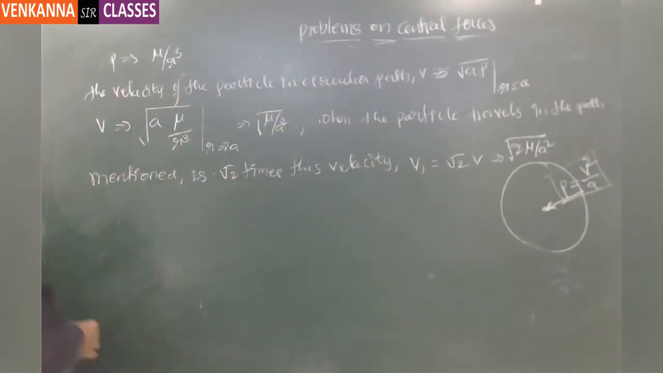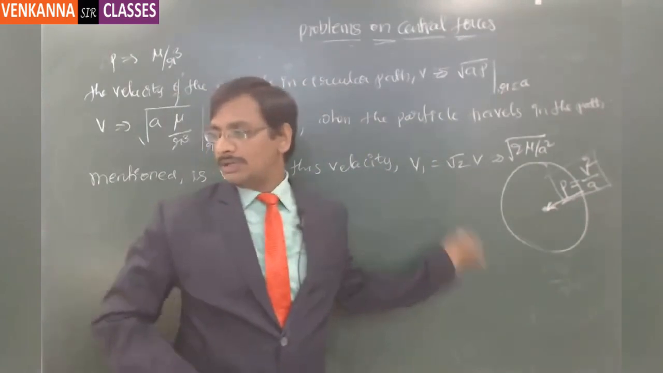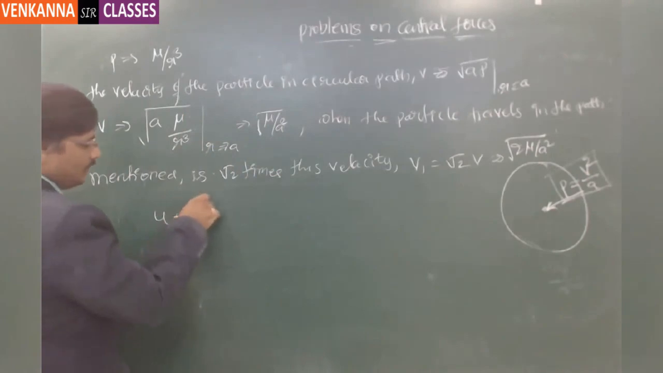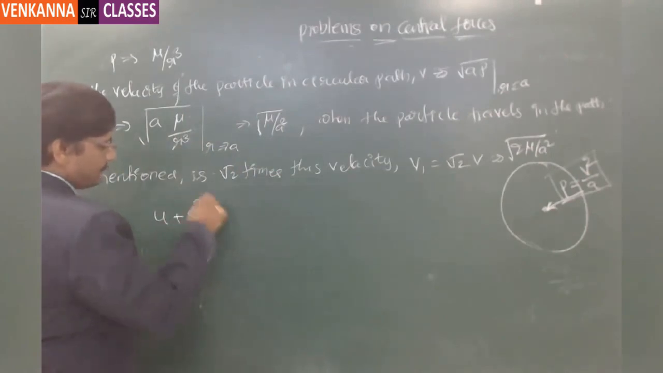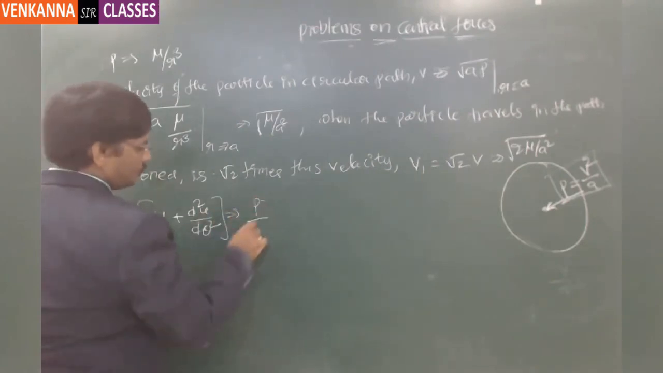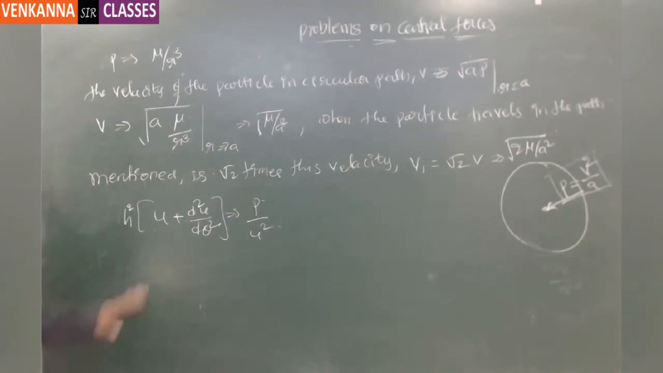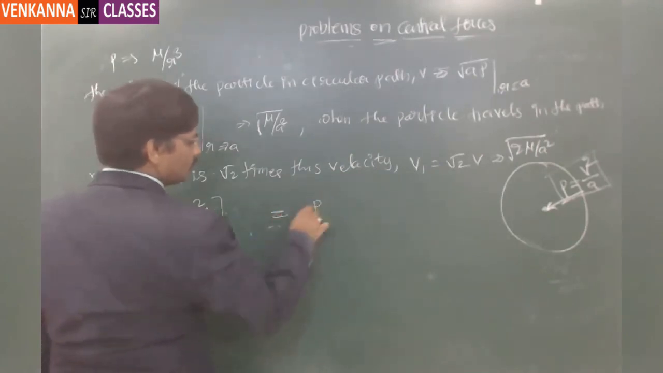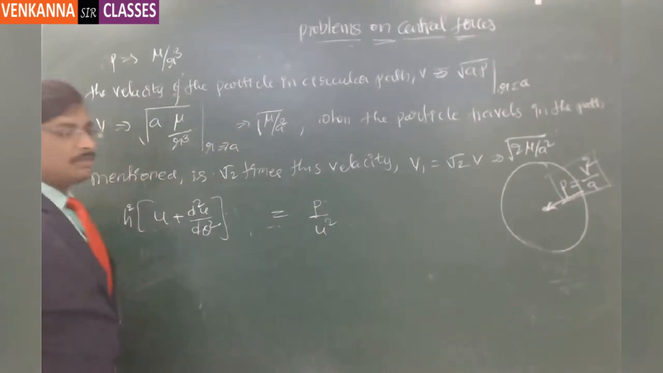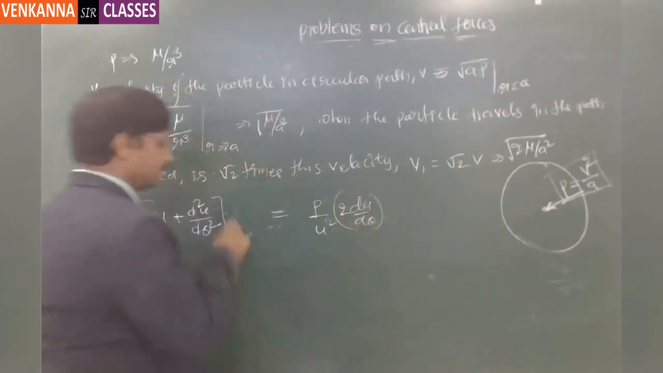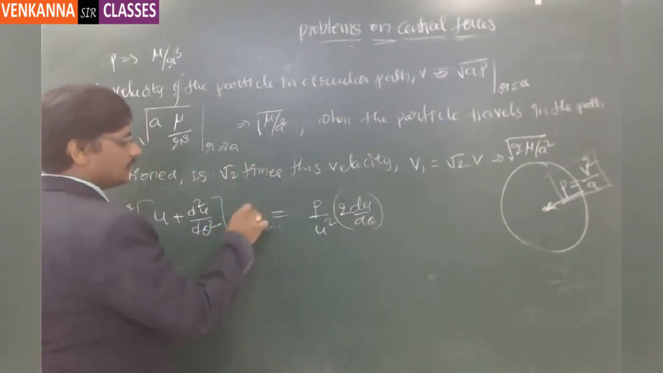Now the equation of the central orbit is given as h square times (u plus d square u by d theta square) is equal to p by u square. So this is the equation of the central orbit. To solve this differential equation, the standard method is to multiply 2 times du by d theta on either side.